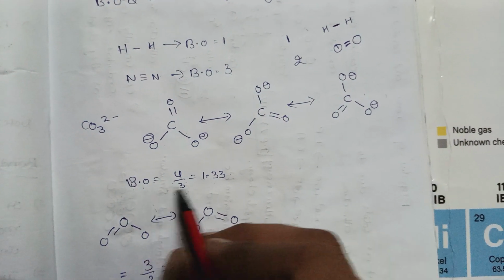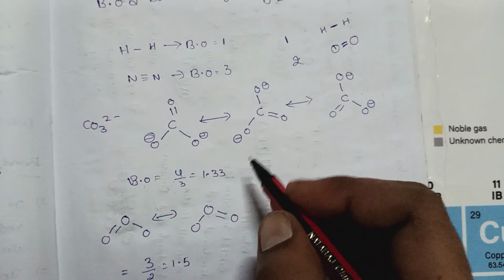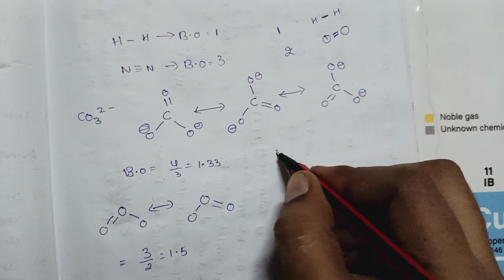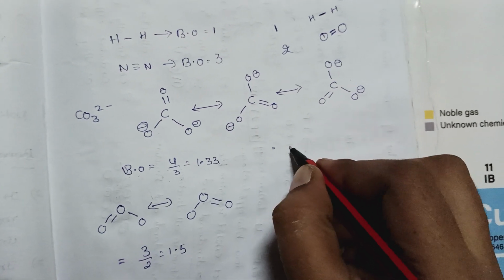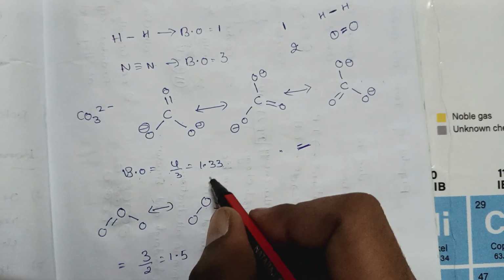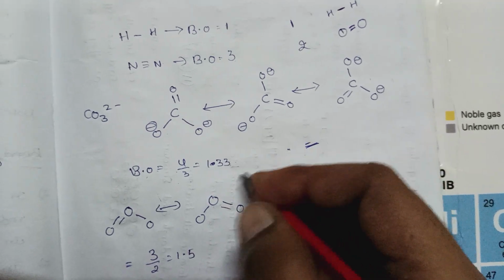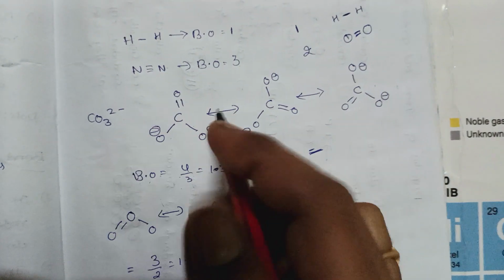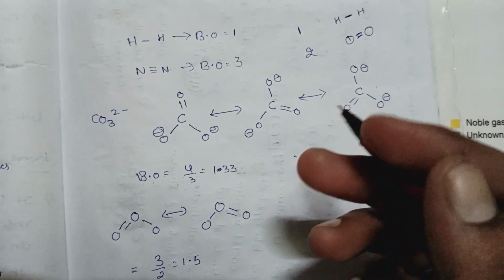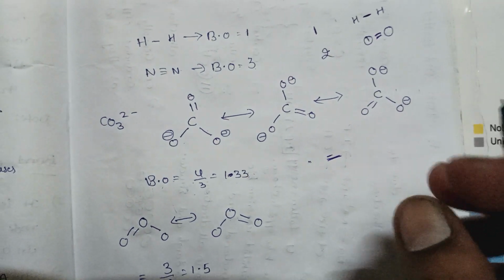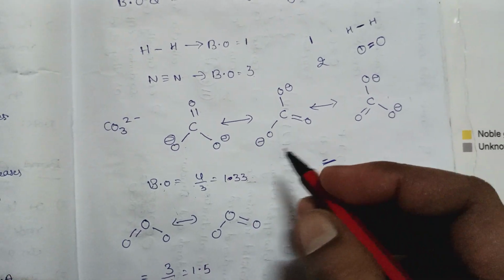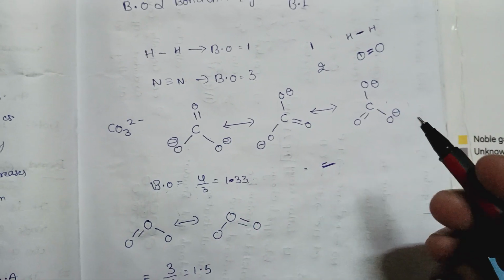If you get a bond order of 1.33, what is the bond between the atoms? We can't draw 1.33 bonds, right? It means 1.33 times greater than if CO3 2 minus had a single bond. It has 1.33 times the strength of a single bond, not 1.33 bonds.